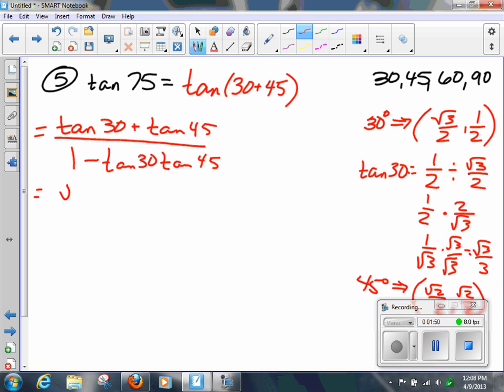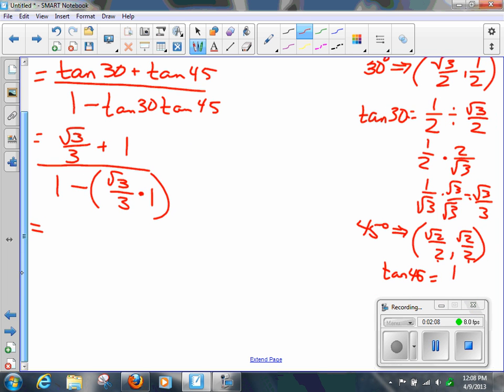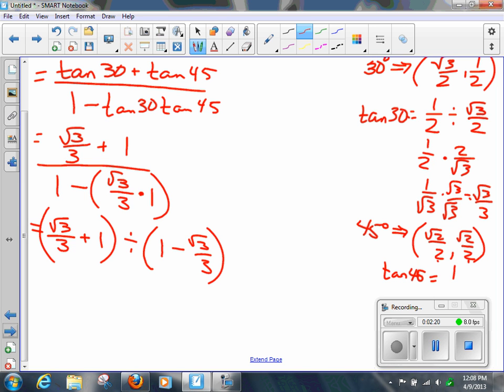Tangent of 30 is root 3 over 3 plus 1 divided by 1 minus the product of root 3 over 3 times 1. Now, if you don't follow order of operations, this is going to bite you. Okay? Anything times 1 is itself. So now, and I'm going to go ahead and change this to old school. I have my numerator divided by my denominator. You guys cool with that?